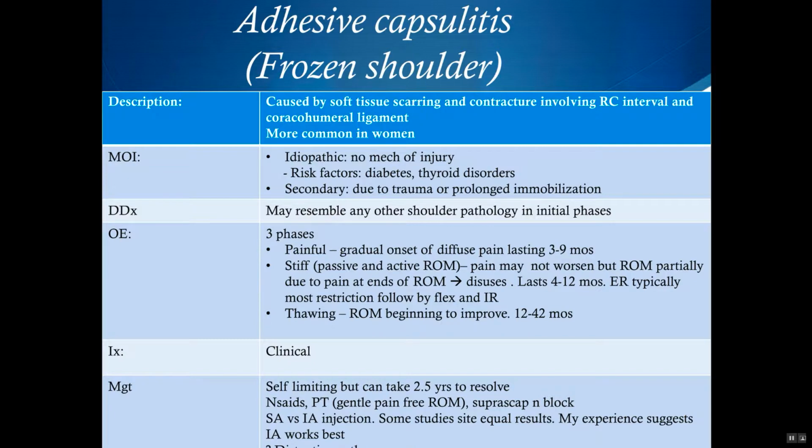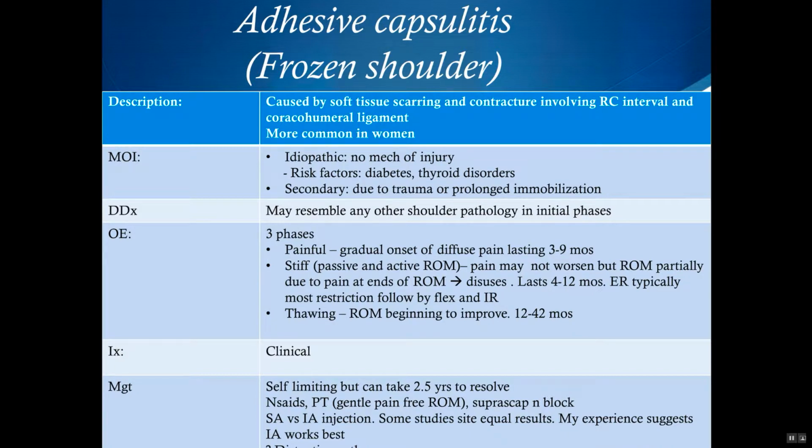Another one would be a suprascapular nerve block, which is essentially a local anesthetic plus or minus a corticosteroid into the suprascapular nerve sheath, which provides pain relief to the shoulder. That has been shown in some cases to increase range of motion of the shoulder, but also provide pain relief in the painful stage.